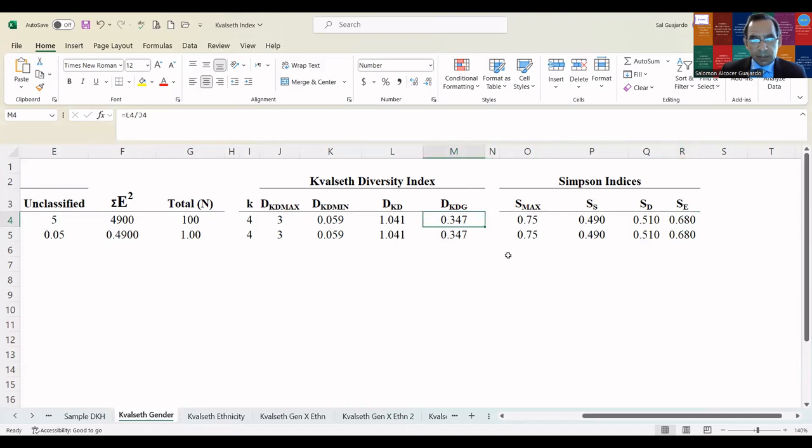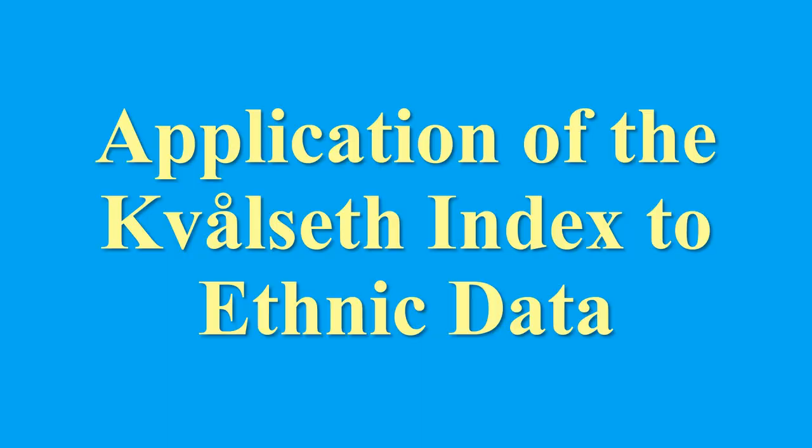Again, that presents the Kvalseth index. So again, the standardized score is 0.347. That indicates that 34% of the maximum value of 4 was obtained. And again, as I said, generally, the Kvalseth index will produce scores that are smaller than those of the Simpson index, and I'm talking with respect to the standardized or evenness scores.